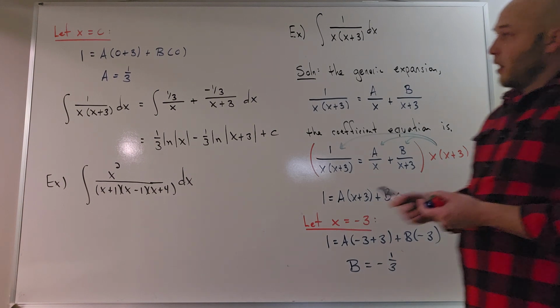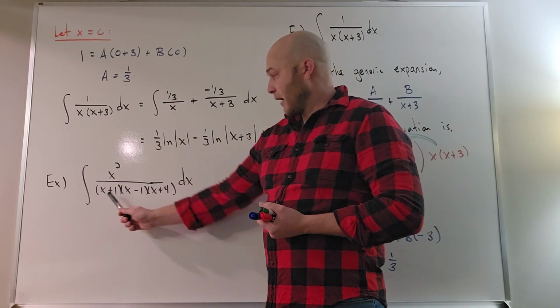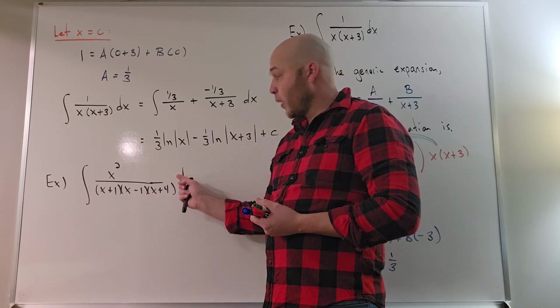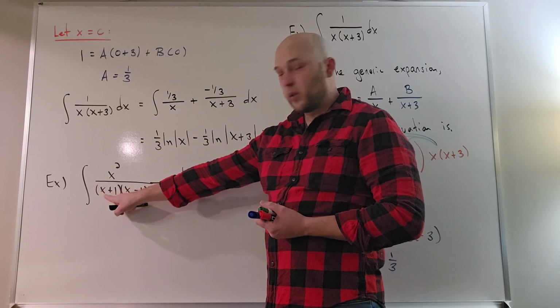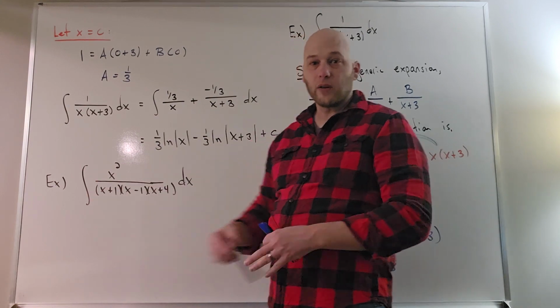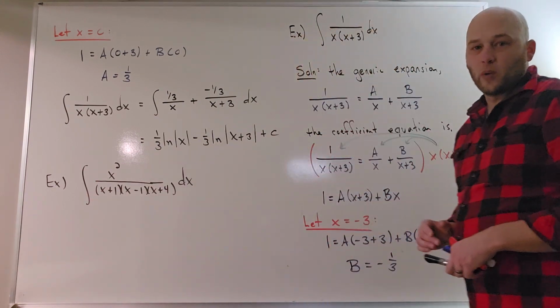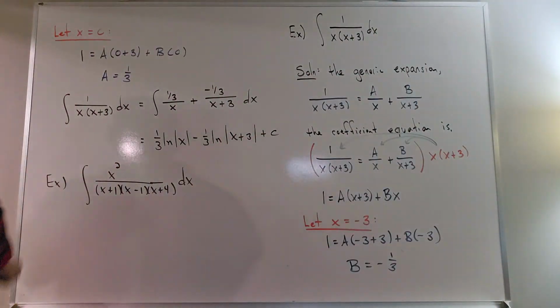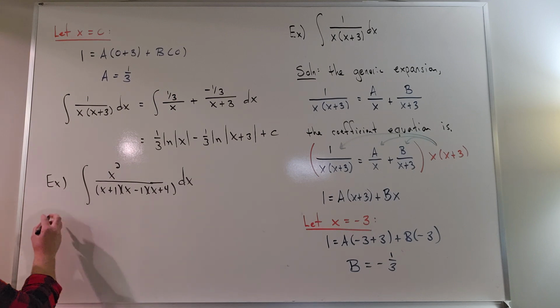And it consists of non-repeated linear factors. So I don't have an x plus 4 squared. I don't have an x squared plus 1, which would make that a quadratic factor. Those will all be cases in subsequent videos. All right, so let's follow the same technique as the previous example, meaning we're going to start with the generic expansion.